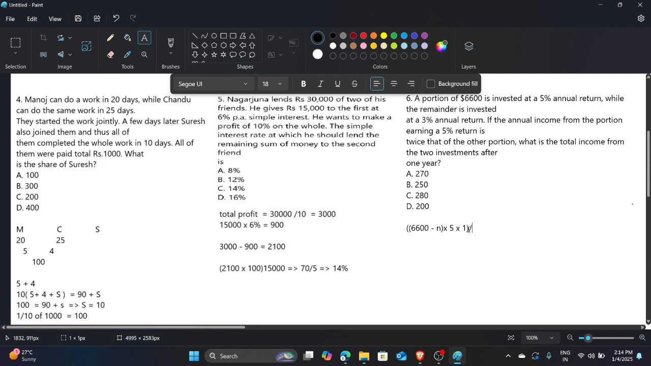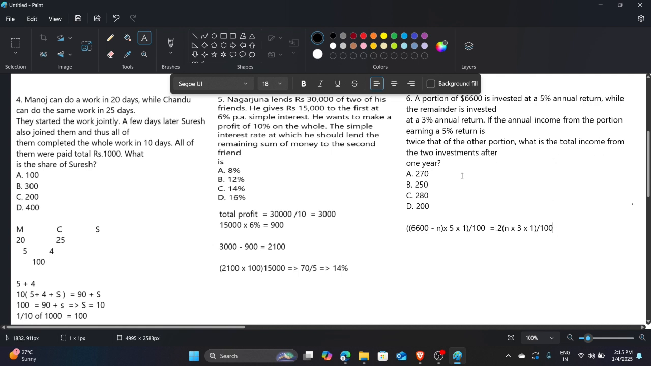Okay, divided by 100, and that equals twice the 3% of the other portion. Okay, so here the rate is 3 and the time is again 1 year. Here also the 100. The income is twice that of the other portion, because this is the other portion. This is the twice. So I just multiplied by two.